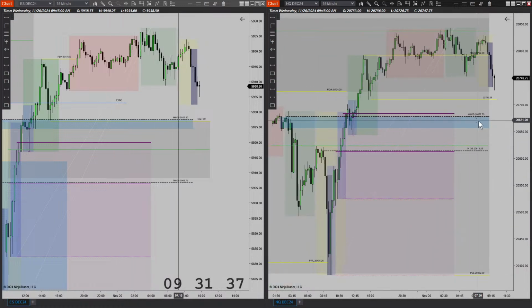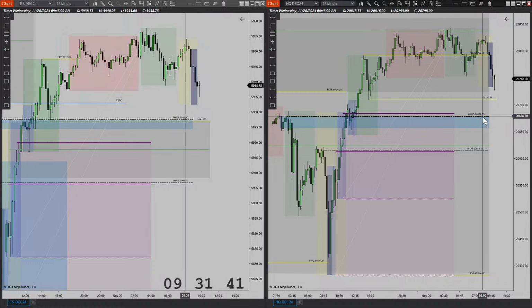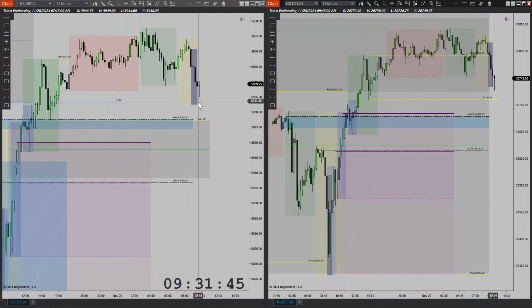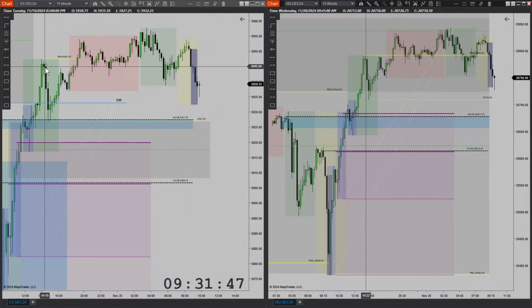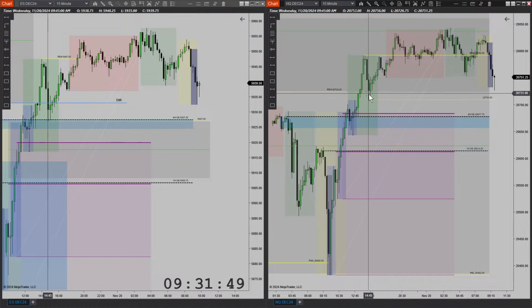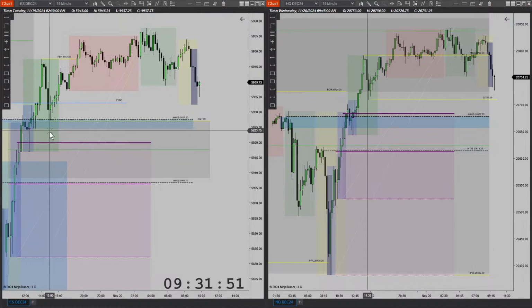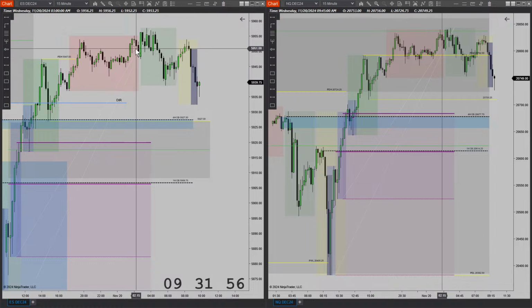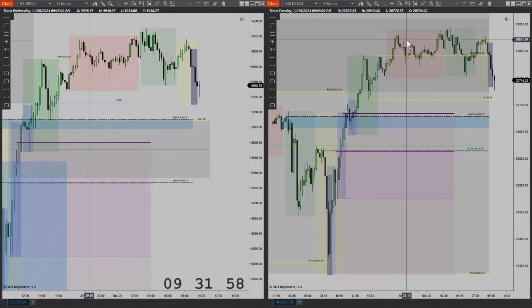Again, this is the area I'm looking at. This is where I suspect we get that reversal if it comes to that. But again, this is that area I want to see get swept. Let's see here, the 15-minute.